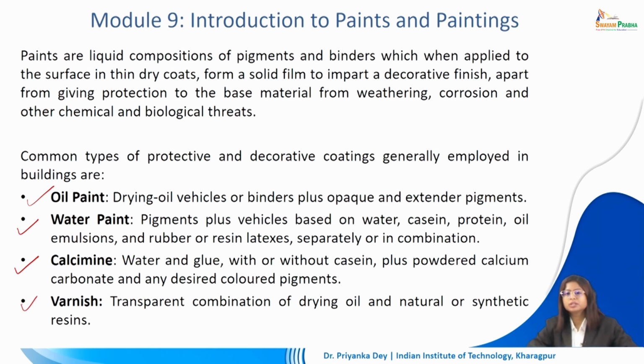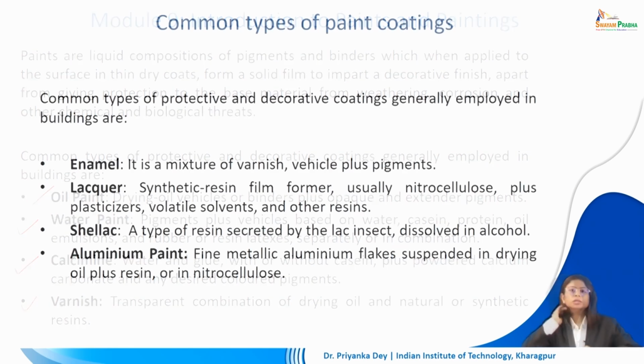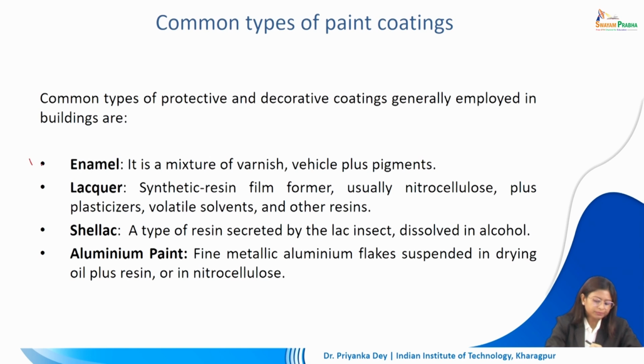We have varnish. This is a transparent combination of drying oil and natural or synthetic resin. The common types also include enamel. It is a mixture of varnish, vehicle plus pigment. Lacquer, which is a synthetic resin film former, usually nitrocellulose plus plasticizers, volatile solvents and other resins. Shellac is a type of resin secreted by the lac insect which is dissolved in alcohol. We have aluminium paint where fine metallic aluminium flakes are suspended in drying oil plus resin or in nitrocellulose.